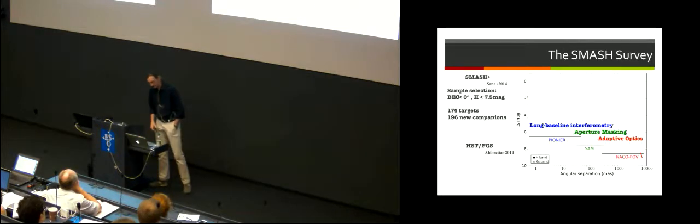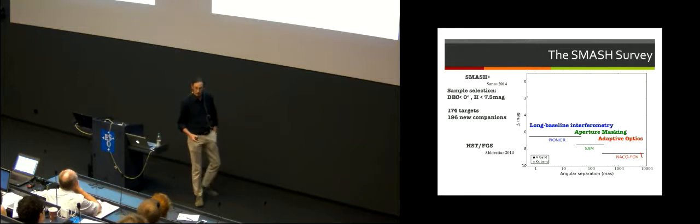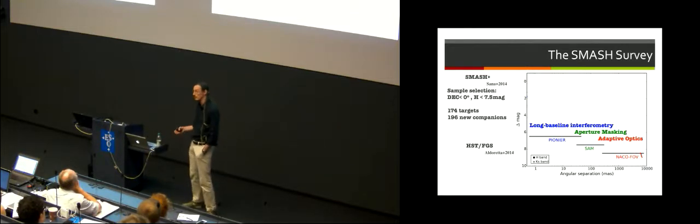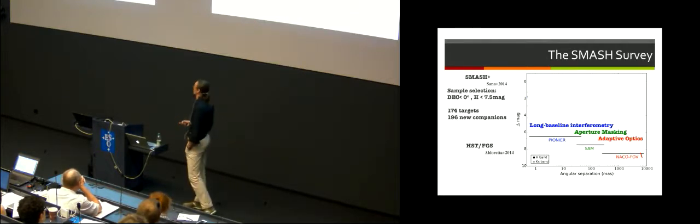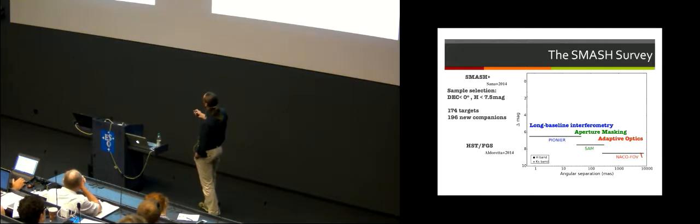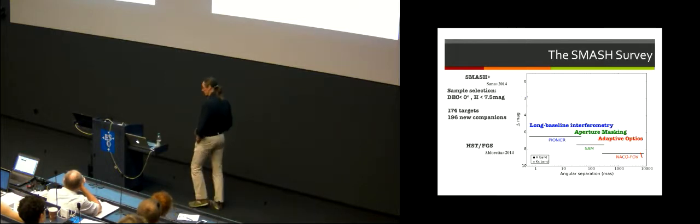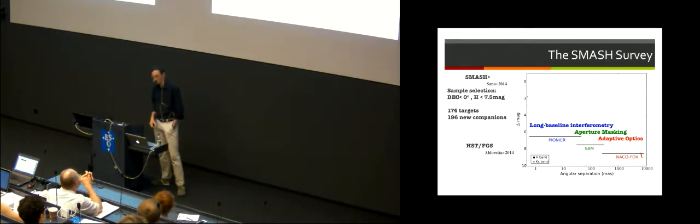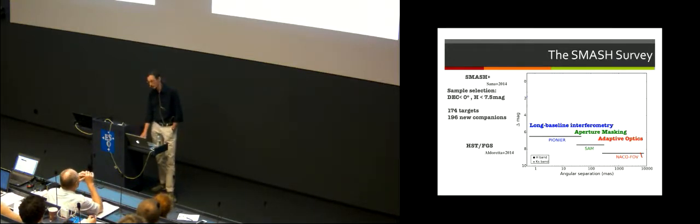So now what I want to present is the results of an ESO large program. It's only been possible thanks to the effort of the people at the VLTI to make the VLTI a super efficient machine to detect binaries. We combined long baseline interferometry, aperture masking and adaptive optics, and we had about 170 targets. We detected well over 200 completely new companions that were undetected before.